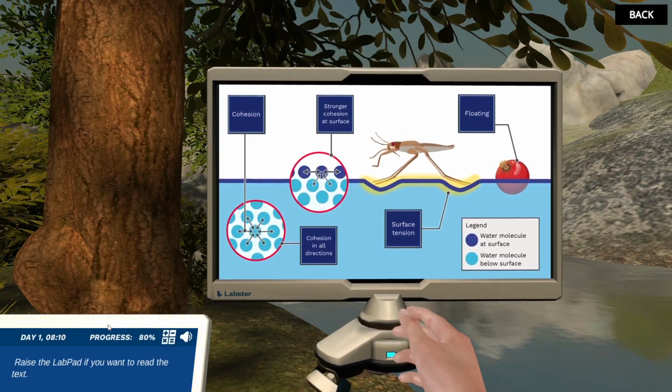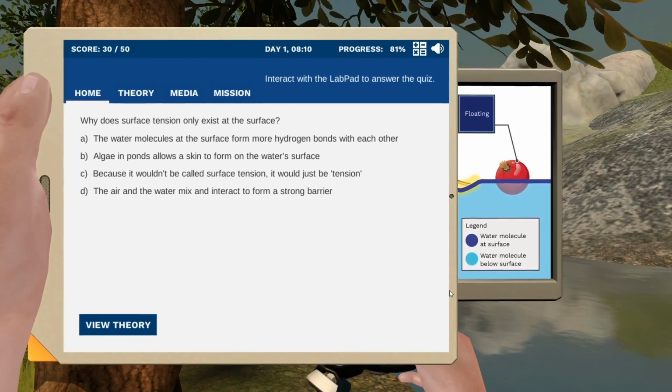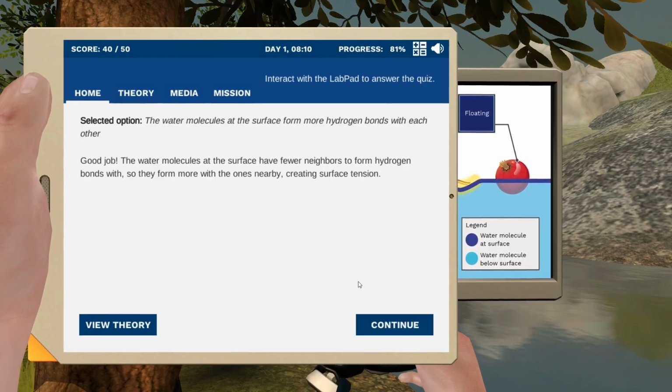This is again an example of how molecular interactions can have real-world effects. Why does surface tension only exist at the surface? Good job! The water molecules at the surface have fewer neighbors to form hydrogen bonds with, so they form more with the ones nearby, creating surface tension.